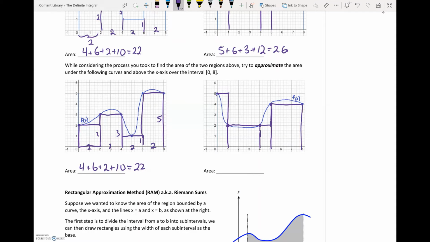So we have 4 rectangles, and then we're going to calculate the area of each. So this will be 5. This is 3 times 2, which is 6. That's 1 times 2. And this is 3 times 4, which is 12. So again, if you add this all together, it's going to be 25.